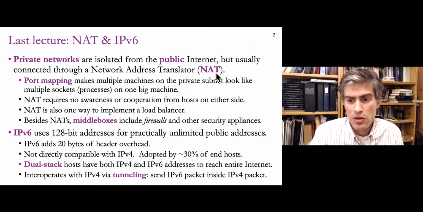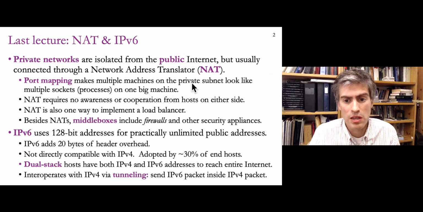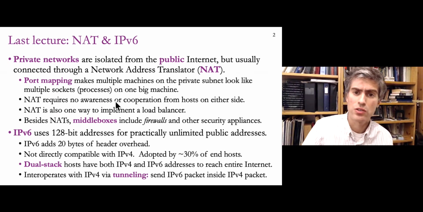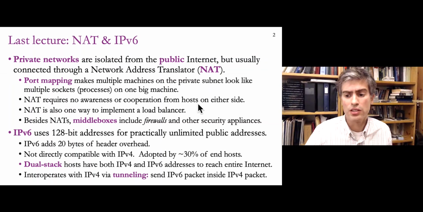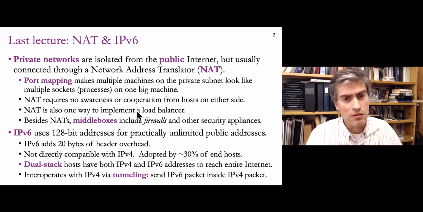NAT devices, these translators, use port mapping to make multiple machines on a private subnet look like multiple processes on one big machine. So basically you take that one public IP address and you assign different ports for the different connections on all the various machines. And a cool thing about this is that NAT doesn't require any awareness or cooperation from hosts on either side, so either your devices on the private side or the servers on the public side that are communicating. So it's kind of transparent in that way.